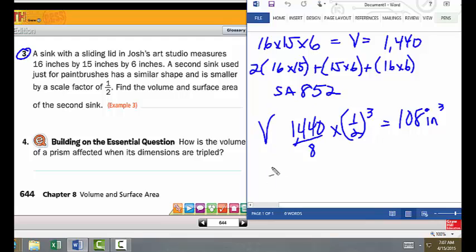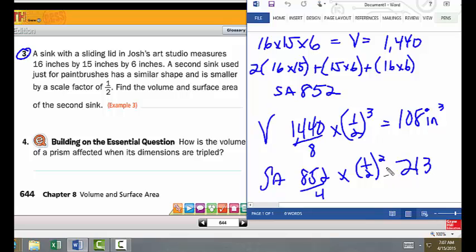And our surface area of 852 is going to be multiplied by our scale factor of 1/2. And of course it's going to be squared, and that would be in effect dividing by 4. And that would give us a surface area of 213 square inches.